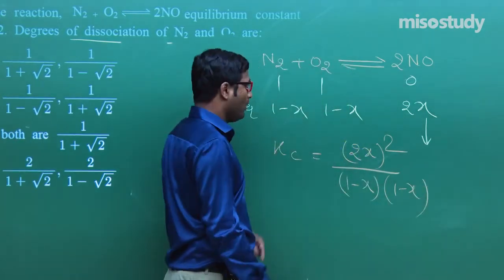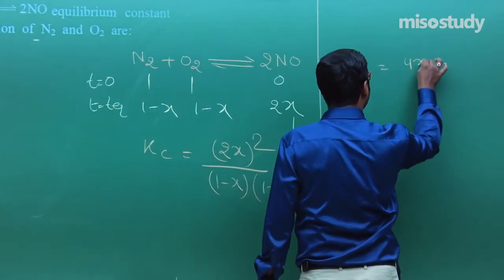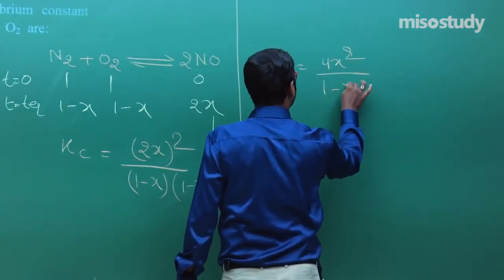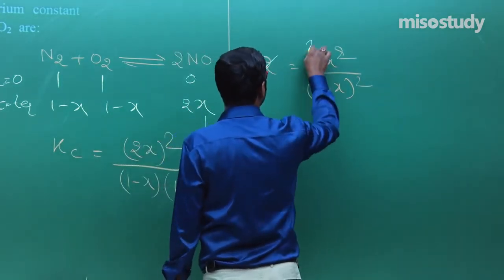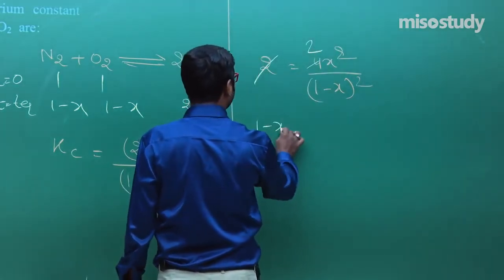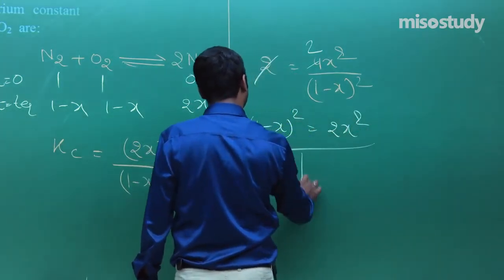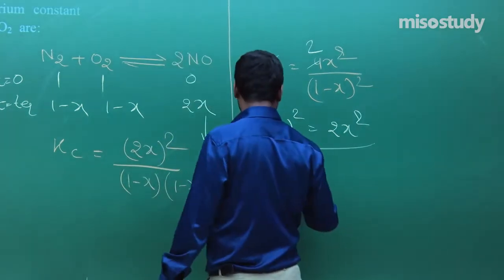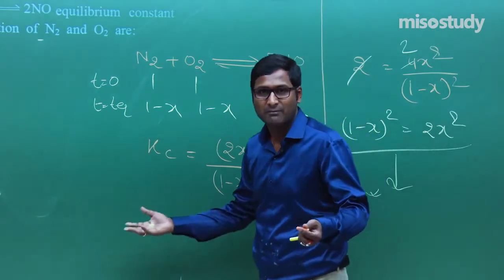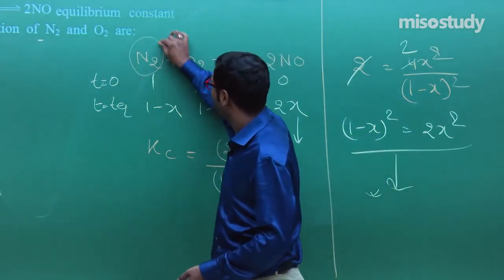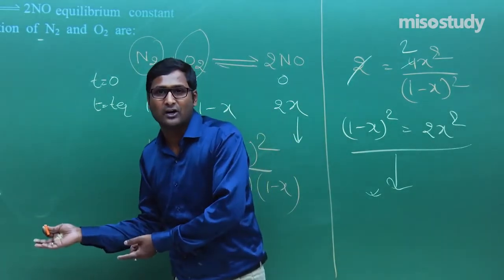Clear? Put the value here, 2. 2 is equal to 4x square upon (1 minus x) square. Clear? This will cancel this one. That is, (1 minus x) square is equal to 2x square. If we solve for the value of x and put it in the expression, then we can easily find the degree of dissociation. As we know, they are equal, so they have an equal amount of degree of dissociation.